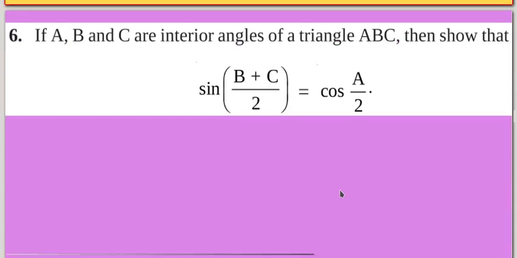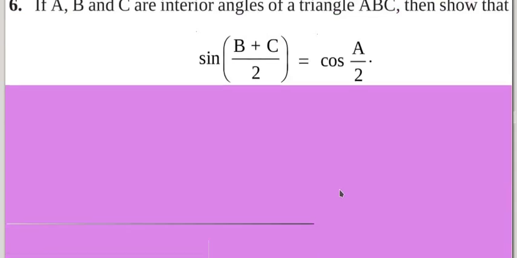Okay. Next, if A, B, C are interior angles of a triangle ABC, then show that sine of (B plus C) by 2 equal to cos A by 2. Okay, so we have to prove this. A, B, C are interior angles of a triangle. Let me take a triangle ABC. A, B, C are interior angles of a triangle.